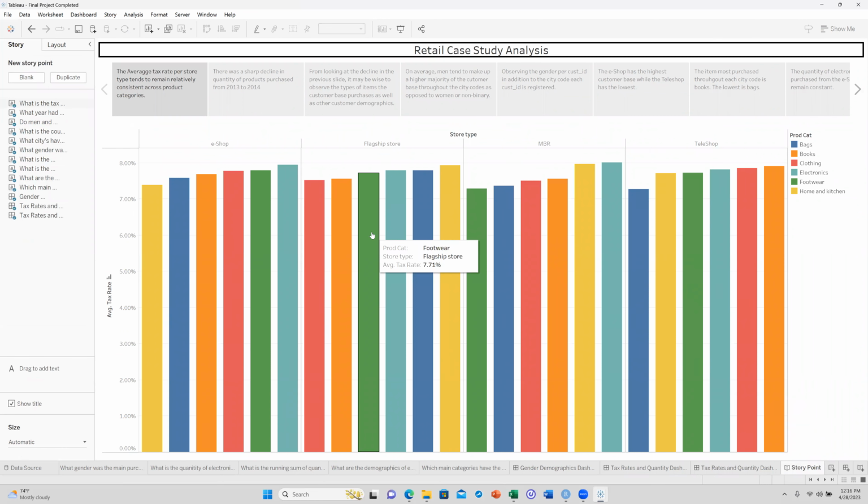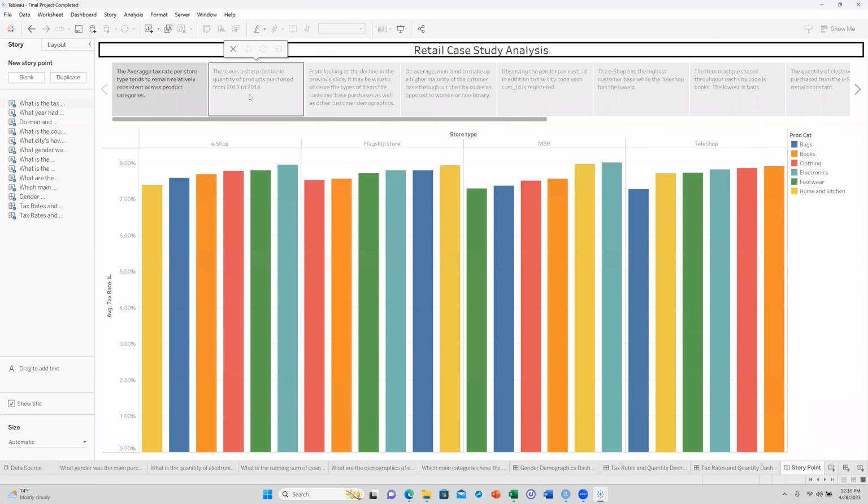I'm just going to read out the conclusions that I was able to draw from each graph from these story points. So for this graph, it was: the average tax rate per store type tends to remain relatively consistent across product categories.